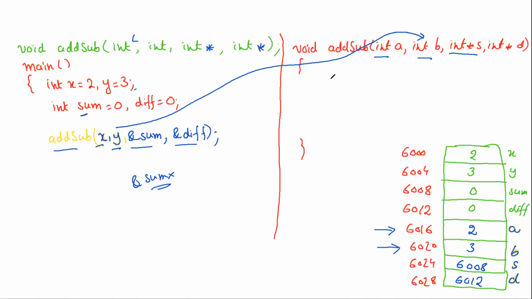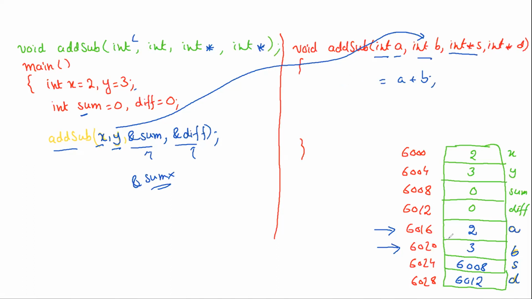And now we have to write something here. We want to assign values to sum and difference. But I cannot do this. This statement will be illegal. Why is it illegal? Because in this function I only have 4 variables: a, b, s and d. So it means I cannot access this variable. It is out of scope. I can only access the 4 variables a, b, s and d here. These are the 4 variables which you see at the bottom of the memory chunk, which I can access from this function.